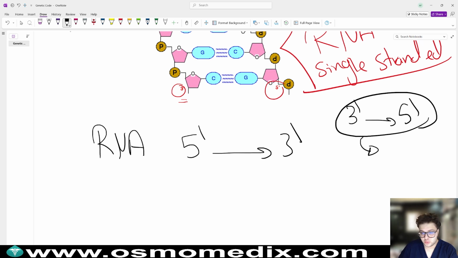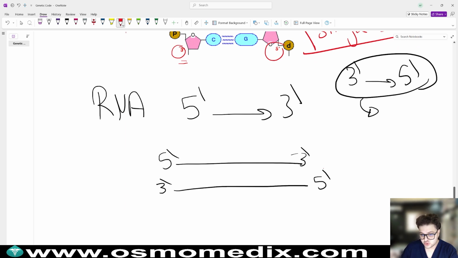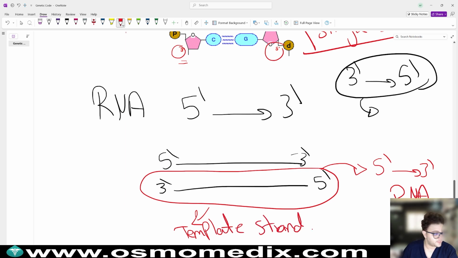So when we have two DNA strands like this, one from 5 to 3 and the other from 3 to 5, the one that we actually make the RNA from is this one, because it will make a 5 to 3 RNA. And this one, this red one, we call the template strand, because it is the template for the RNA.